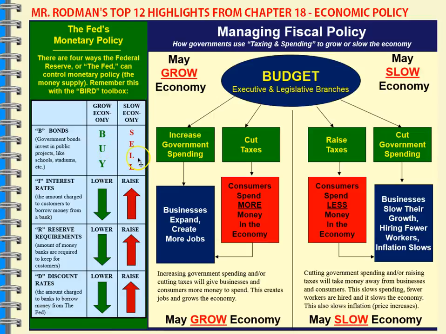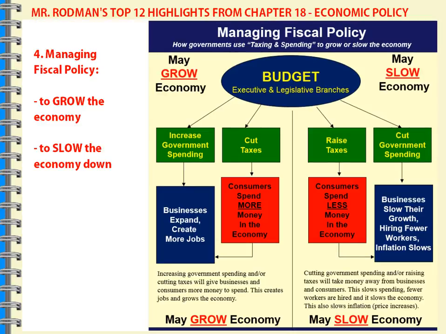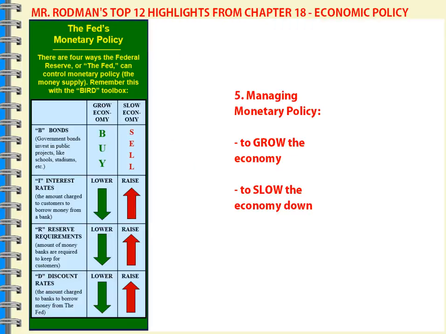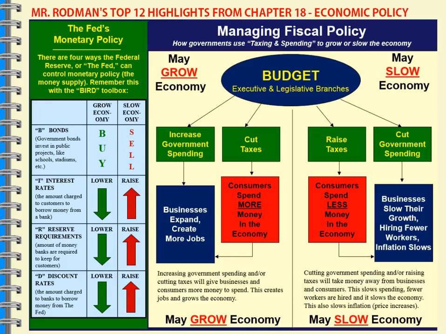So buy to grow and sell to slow for bonds, and lowering interest rates, reserve requirements, and the discount rate in order to grow the economy, and raising those rates to slow the economy down. The idea of managing the economy with fiscal policy is to grow it, but also to slow it, as I mentioned. So to grow the economy, we're going to increase government spending and cut taxes. To slow it down, raise taxes and cut government spending. And then for monetary policy, to grow the economy, we're going to buy bonds and lower rates, and to slow the economy down, we're going to sell bonds and raise rates. And that's essentially managing fiscal and monetary policy.